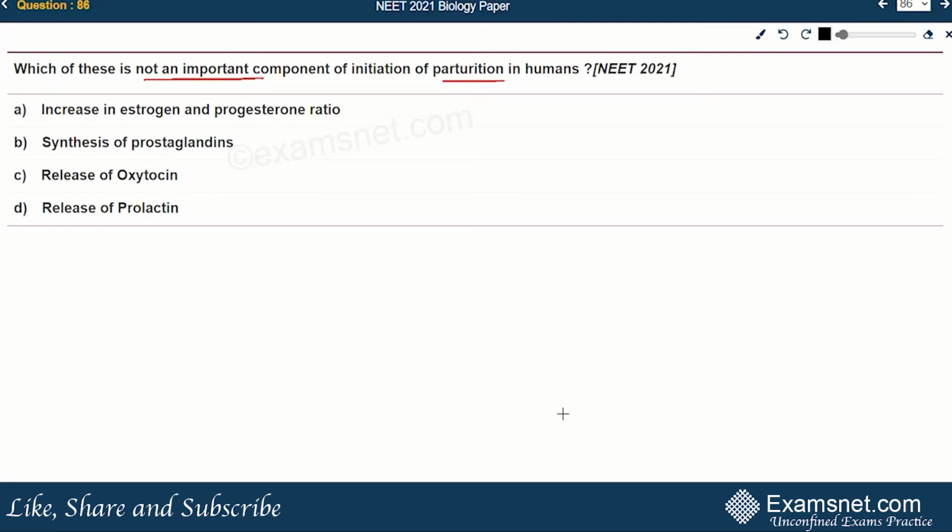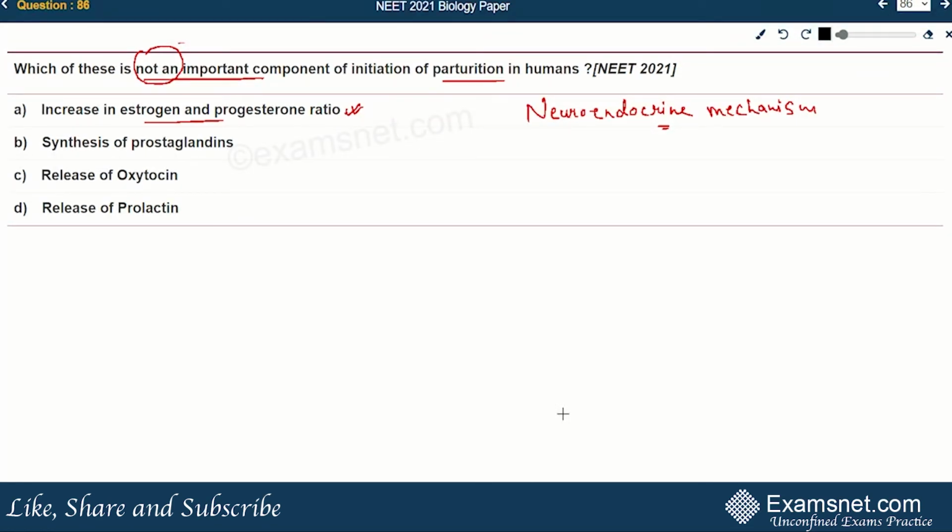This is not a simple process because a complex neuroendocrine mechanism is involved in controlling it. Okay, and this neuroendocrine mechanism consists of various hormones. Let's see what happens. First of all, there is an increase in the estrogen level. Okay, therefore the overall estrogen and progesterone ratio also increases. So option 1 is an important component of parturition. Okay, but what is asked here, not an important, so we have to see which of them is not an important component. First one is the important component.